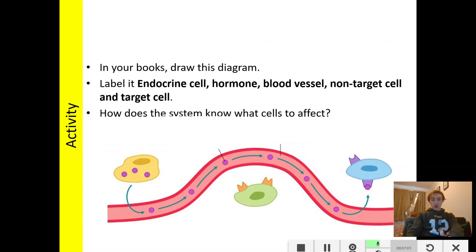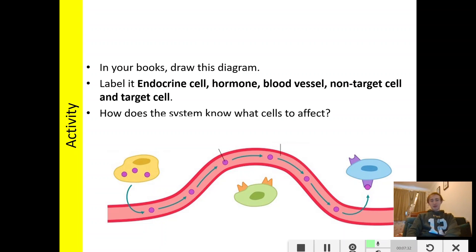So, hopefully you've drawn it out nicely. What you have here then is the yellow cell is an endocrine cell. Endocrine just means hormone producing. So an endocrine gland is a hormone producing gland, and that is made of endocrine cells, which are hormone producing cells. Then you've got this purple dot. This purple dot is the hormone itself, and it's moving through blood vessels, which is the pink kind of wavy thing. That's a capillary.